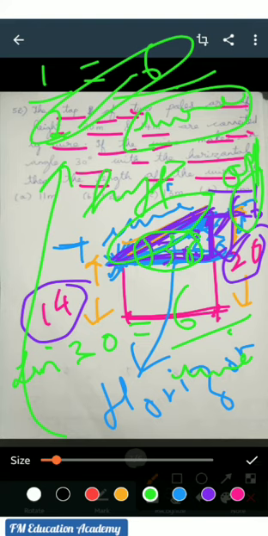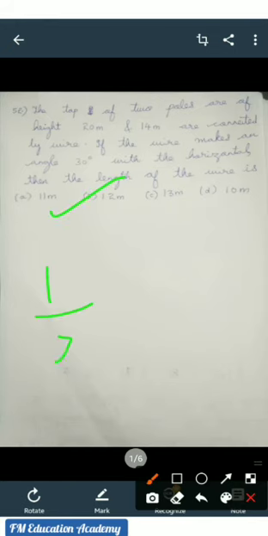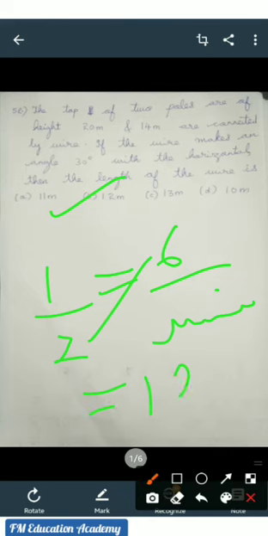Okay, see, 12 meters. How did we get it? Because 1 by 2 is equal to 6 by length of the wire. 6 2s are 12. So length of the wire is 12 meters. Okay, moving on to 53rd question.